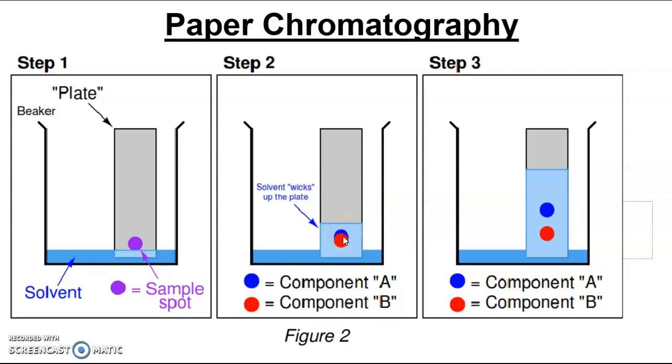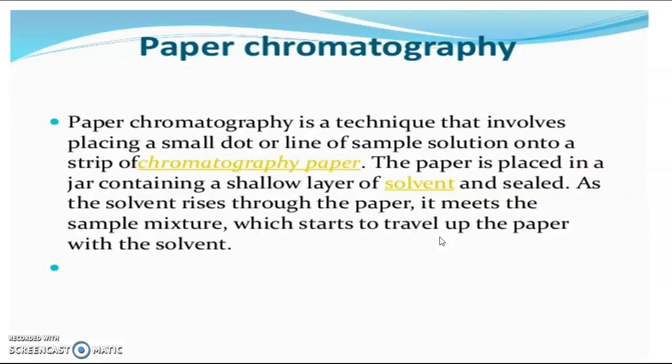Here the two components A and B present in the sample spot are separating slightly. In step 3 it is separated completely so that you can differentiate component A and component B. Next we will see the definition.